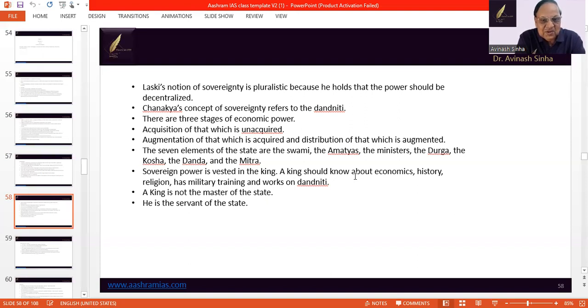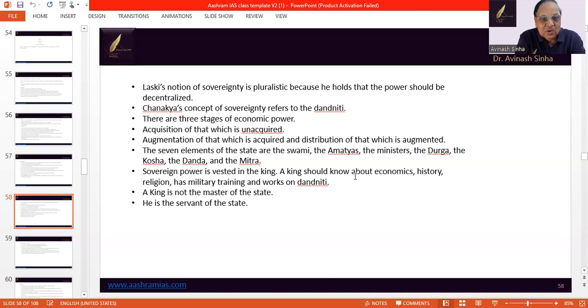The 7 elements of the state, according to Chanakya, are the Swami, the Amatyas, the minister, the Durga, the Kosh, the Dand, and the Mitra. Now, sovereign power, according to Chanakya, is vested in the king. A king should know about economic history, religion, has military training, and works on Dandaniti.